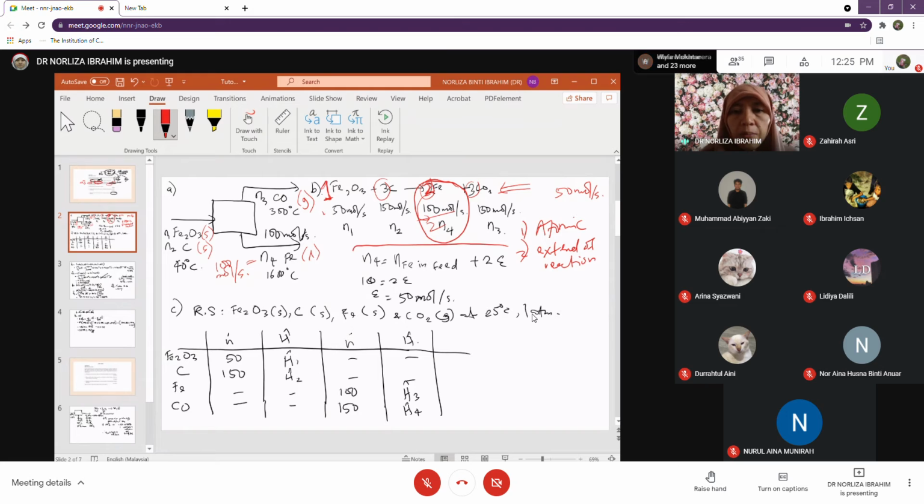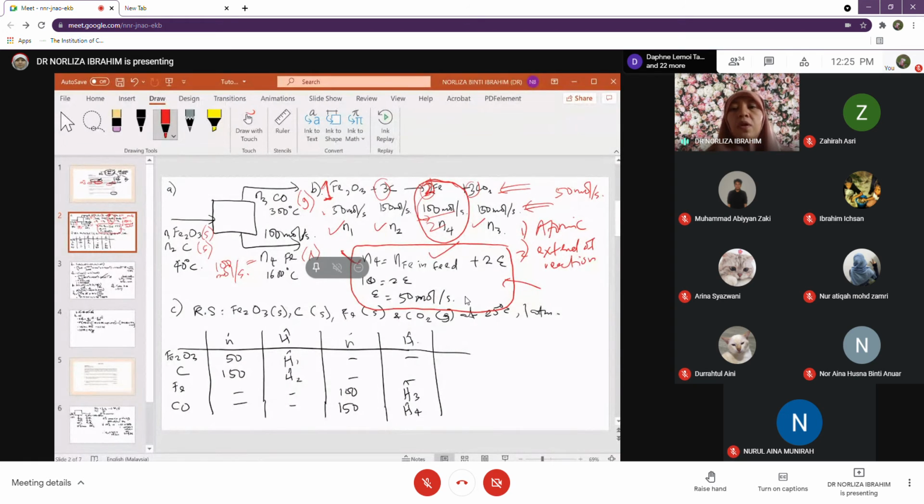For example, you see here, this is one way of solving using the extent of reaction method. So I use the ferrum, or the iron. Iron in the product equals iron in the feed plus 2 extent of reaction, because this is product. So my extent of reaction is 50. So you can use the 50 for ferric oxide, for carbon, for CO2.